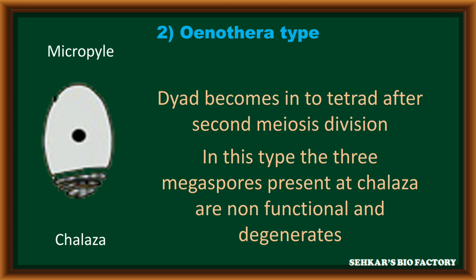After completion of meiosis 2, the dyad becomes a tetrad. Totally 4 haploid megaspores are formed linearly. Of these megaspores, the 3 megaspores present towards the chalazal end become non-functional, and the remaining 1 megaspore, which is present towards the micropylar end, becomes functional. The non-functional megaspores will degenerate during embryo sac development.